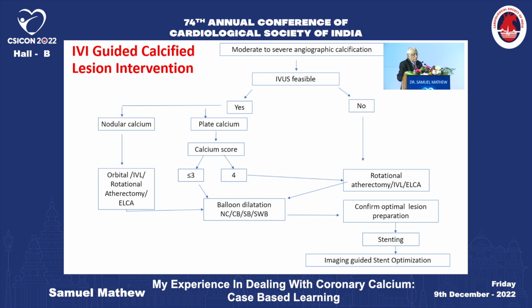If IVUS is possible, the second group you have seen on the left panel, then you can divide into two: nodular calcium, where straight away orbital or IVL or rotational atherectomy can be helpful. If there is a plate of calcium and the calcium score is high, again follow the same routine. Any of these devices will help.